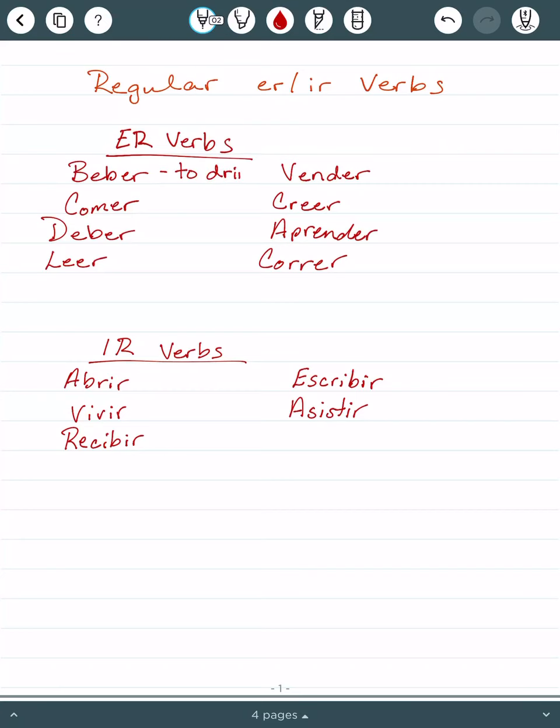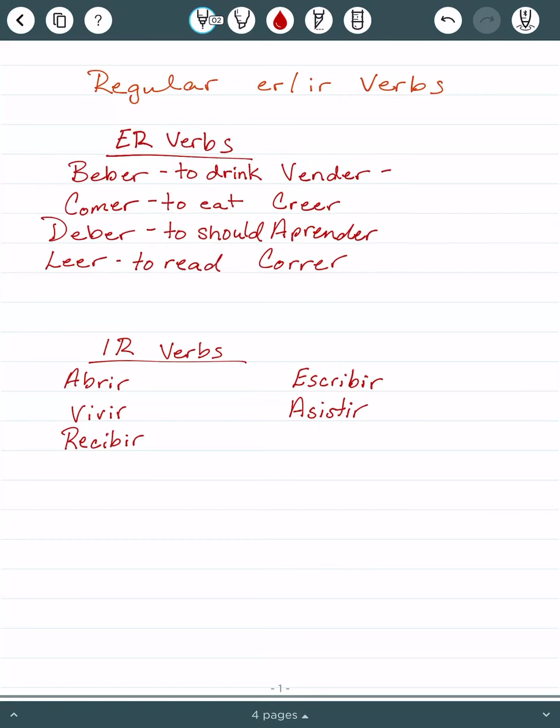So beber is to drink. It's related to the word bebida, which is a drink. Comer is to eat. Deber, this one's kind of weird, but to should or to ought to. So you'll never use that as an infinitive. You'll say I should or you should or we should. Leer is to read.